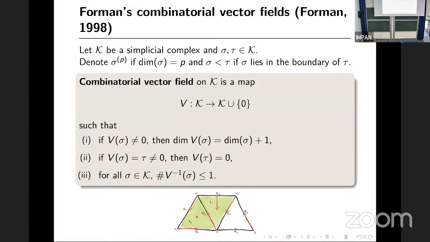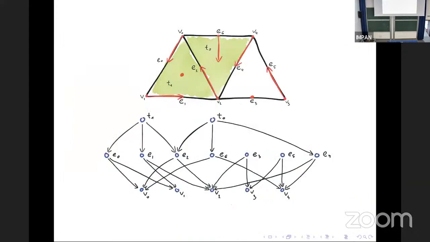So here is the original definition of a formal vector field. We have this partition, we have this pairing function, and we have three conditions which define this formal vector field. Let me restate it in other language. Basically, you can think of a formal vector field as a partition of your space into singletons and doubletons, such that a doubleton consists of two simplices, where one of the simplices is a face of codimension one of the other one.